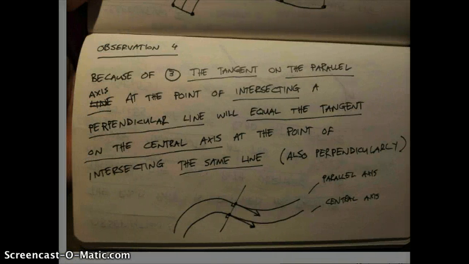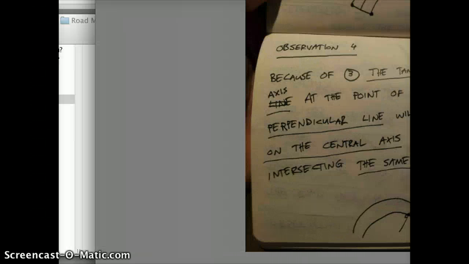Because of 3, assuming that these lines are parallel, even in bending, the tangent on the parallel axis at the point of intersecting a perpendicular line will equal the tangent on the central axis at the point of intersection. Okay, so this is the idea. This is our central axis, right? Here's a vertex sitting on it. You've got this tangent coming off here. If we draw a perpendicular line through and it strikes the parallel axis, because these are parallel, this tangent will be the same. Right? That kind of makes sense. That's what the definition of parallel actually is, I think.